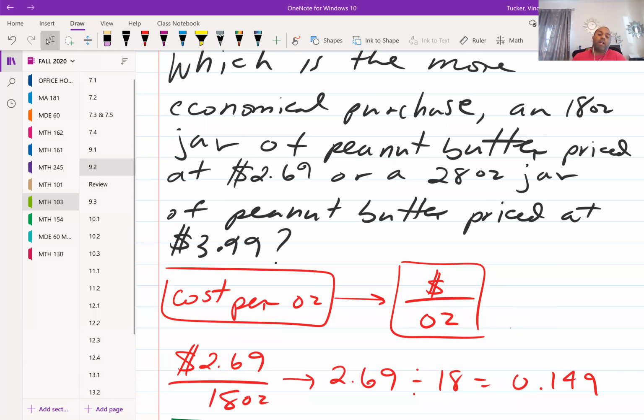So the first one is $2.69 over 18 ounces. So 2.69 divided by 18 is .149.